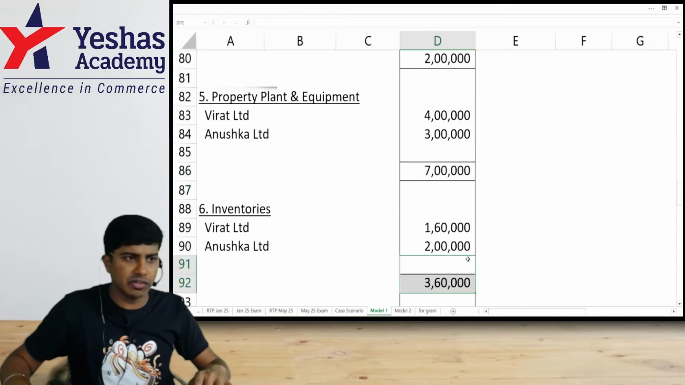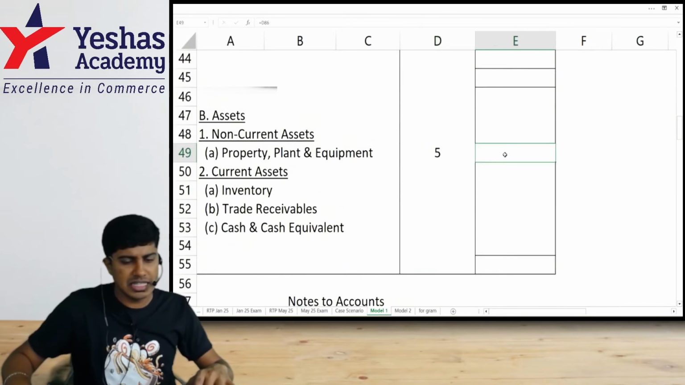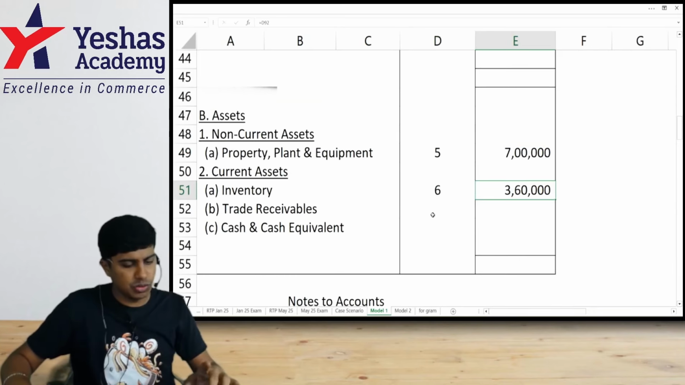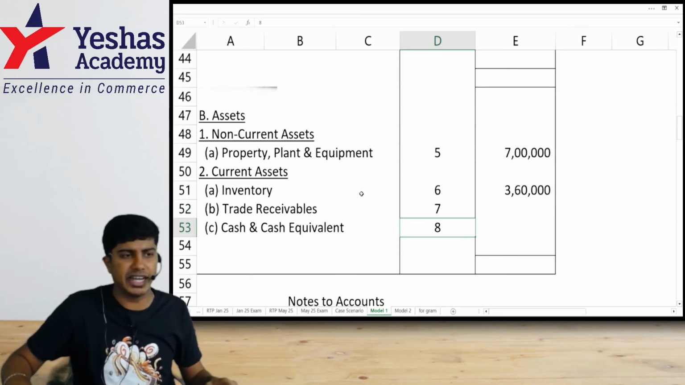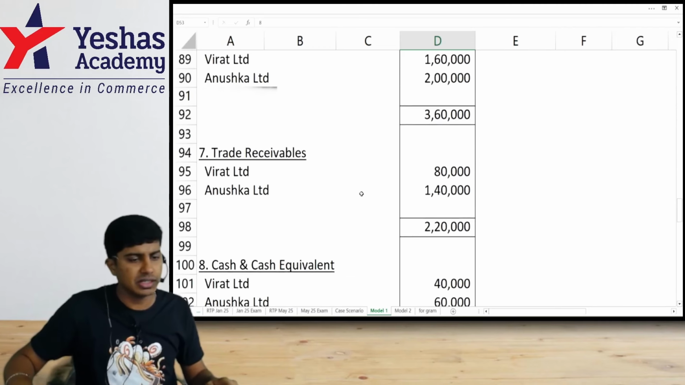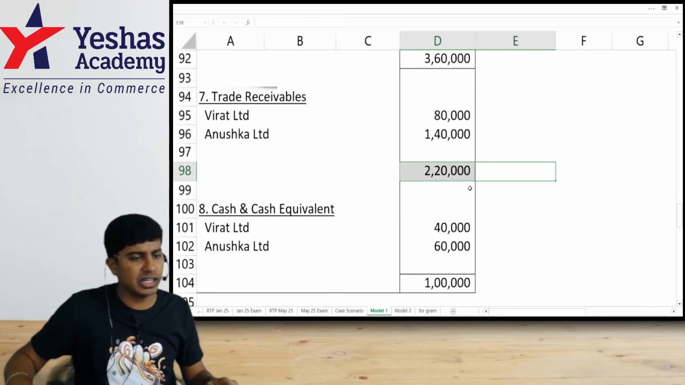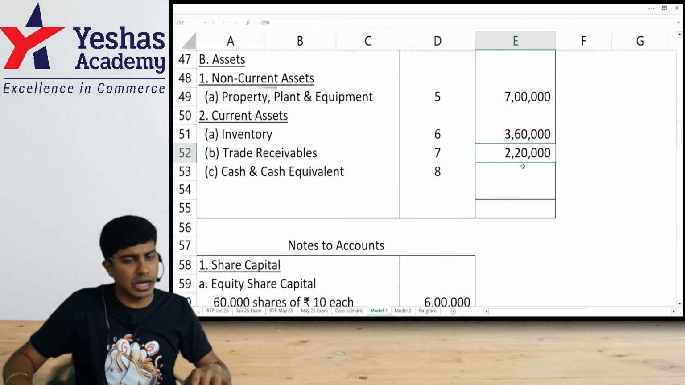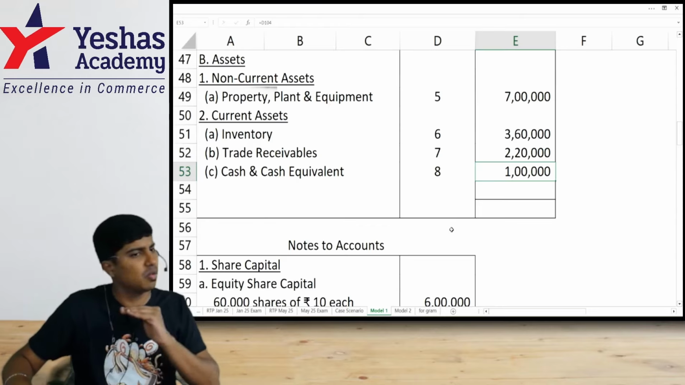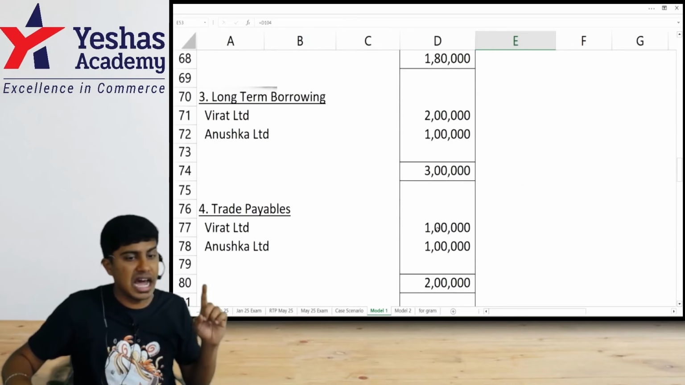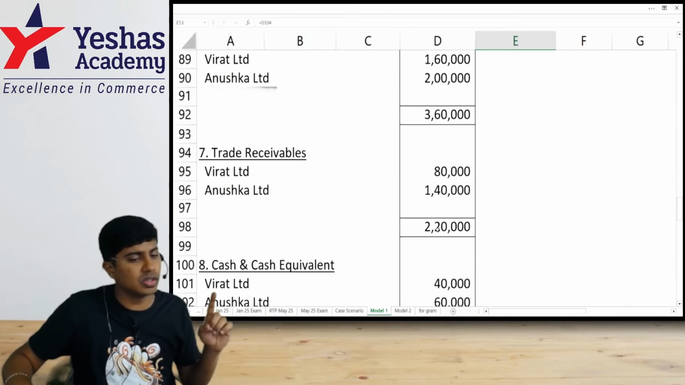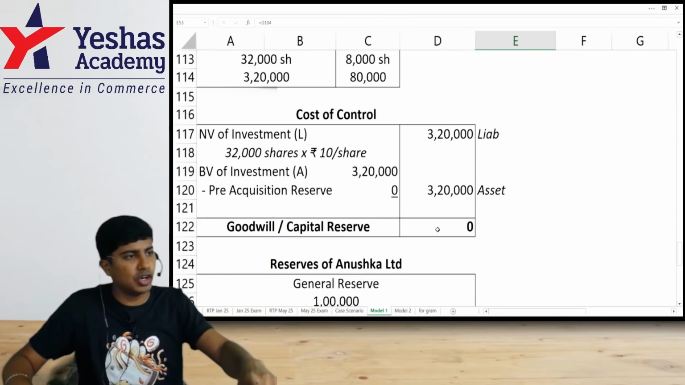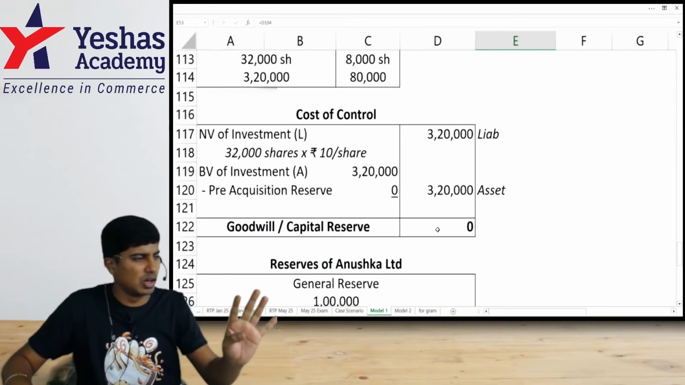7 lakh. How much is my inventory? Shall I post two items at once? 7 lakh PPE, inventory 3 lakh 60. Next we need to write trade receivables and cash equivalent. Two items at once. Trade receivables 2 lakh 20, cash and cash equivalent 1 lakh. Everything's done. Last item, after all these notes to accounts, we have done shareholding for the purpose of identifying cost of control where there was no goodwill or capital reserve.